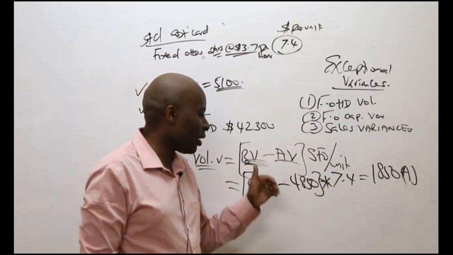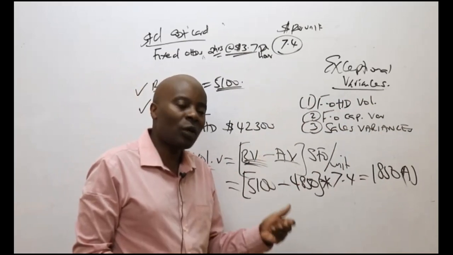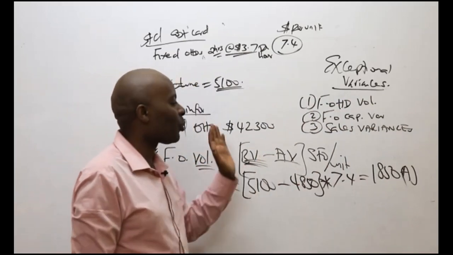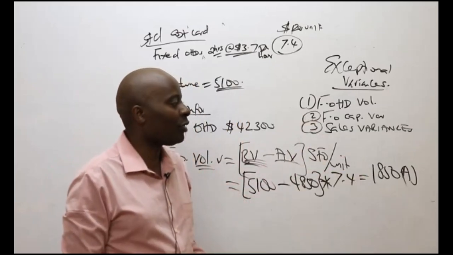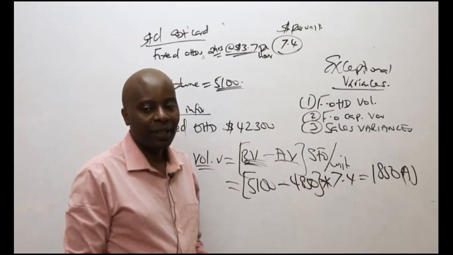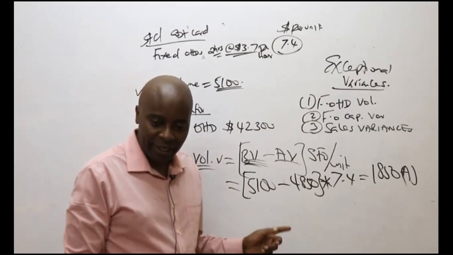Ordinarily, this having been positive, I would have said favorable. But when I have a keen look at the variance which you are computing, it's fixed overhead volume. So I'll have to give it a negative, an opposite interpretation. So 1850 adverse.